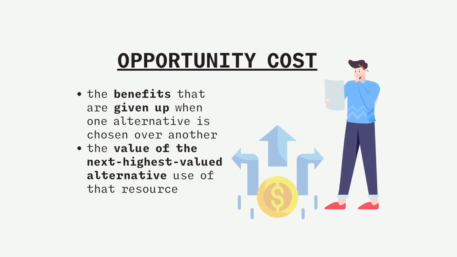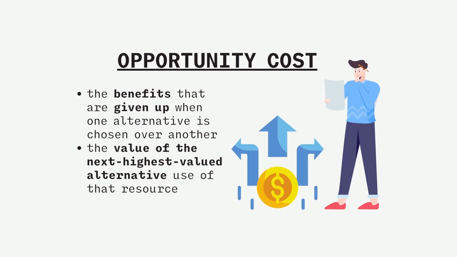The second one has to do with opportunity costs. These are the benefits that are given up when one alternative is chosen over the other. It is also the value of the next highest valued alternative use of that resource. For example, when you put money in a savings account rather than investing in the stock market, there could be an opportunity cost in terms of the higher return that could have potentially been earned by investing in the stock market.